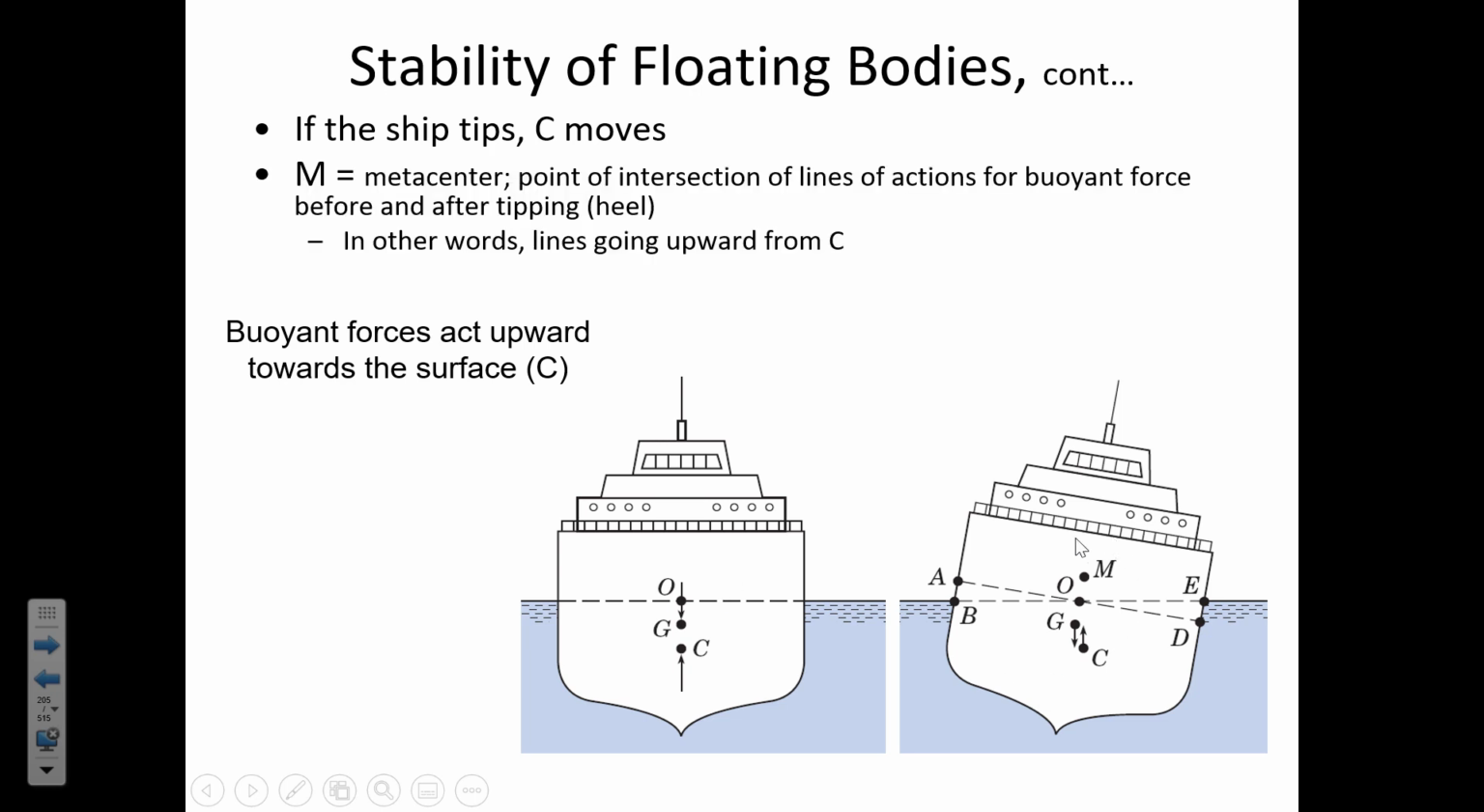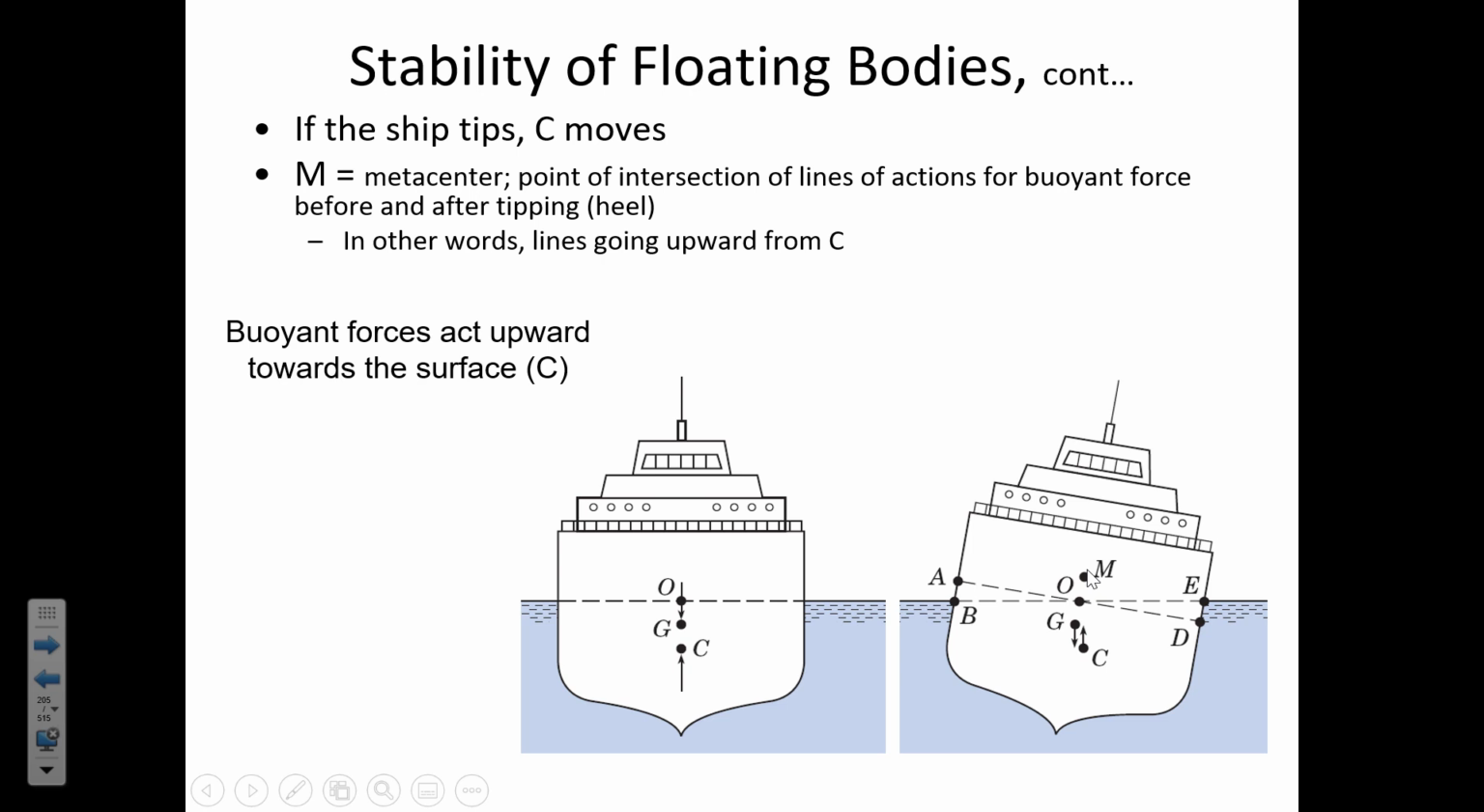Now, M is something that we haven't talked about yet. M is an imaginary point. It's not imaginary, but it's not like an actual thing that's painted onto the boat. It's just the location that the center of buoyancy points up through, the metacenter. And so if this boat tipped over even more dramatically, C would shift even further to the right. But C would point towards the metacenter. It's kind of the axis of rotation through which the ship is tipping.